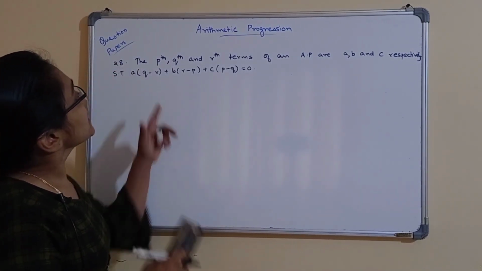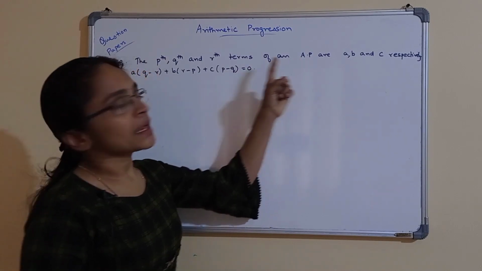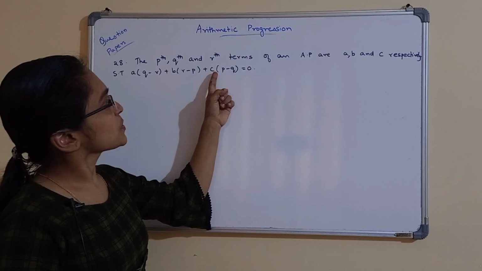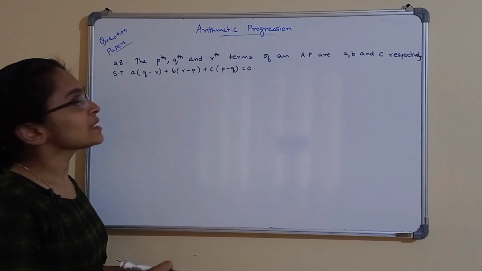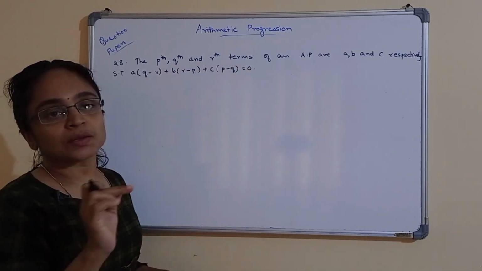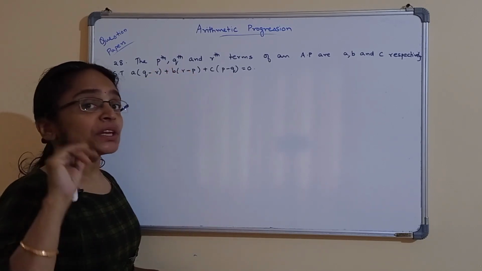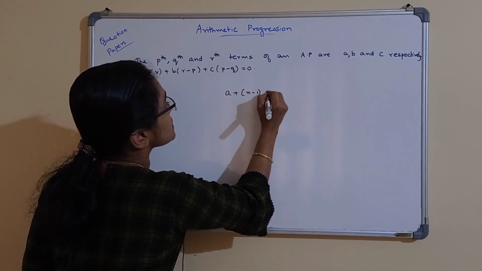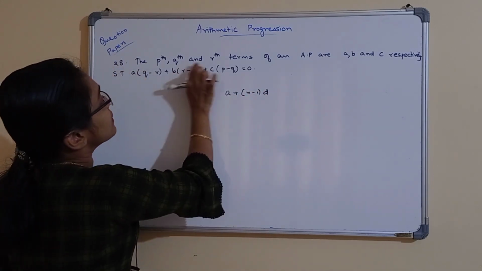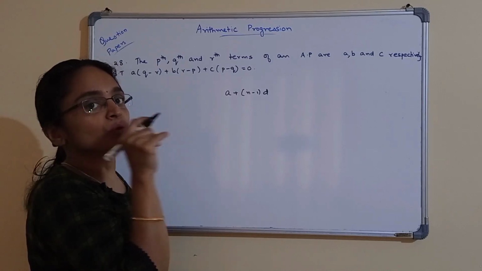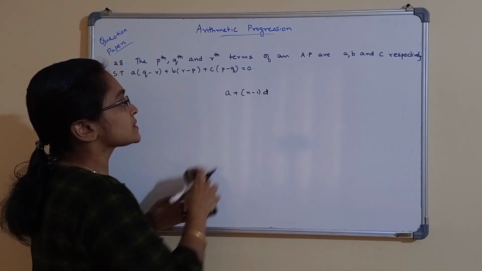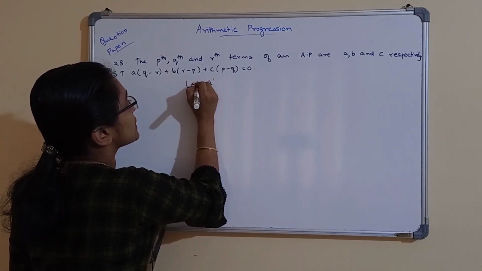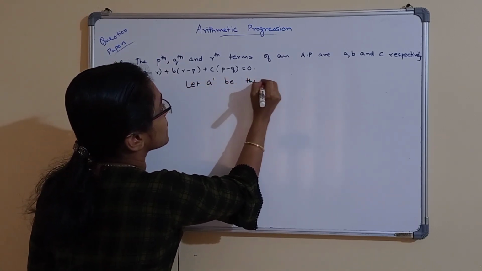28th question. The pth, qth and rth terms of an AP are a, b and c respectively. Show that a into q minus r plus b into r minus p plus c into p minus q equal to 0. So pth, qth and rth terms. What is the nth term? It is a plus n minus 1 into d, right? So here a, b and c are given, so we cannot take the first term as a. Let us take the first term as a dash. Let a dash be the first term of the AP.